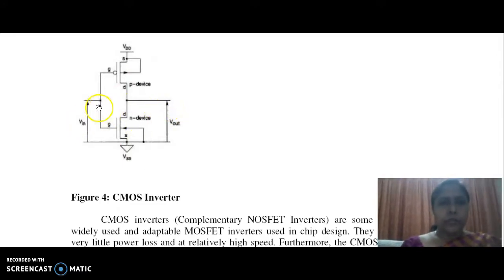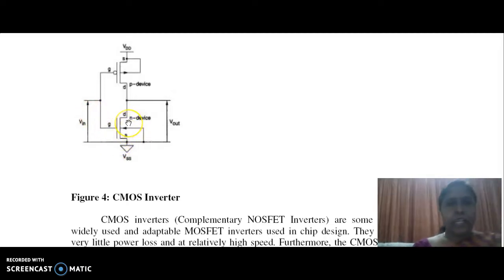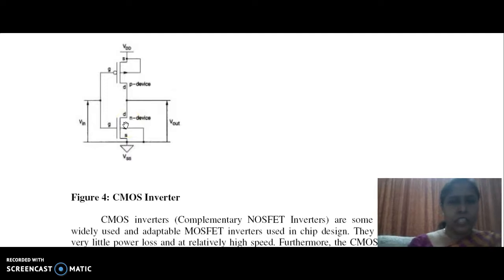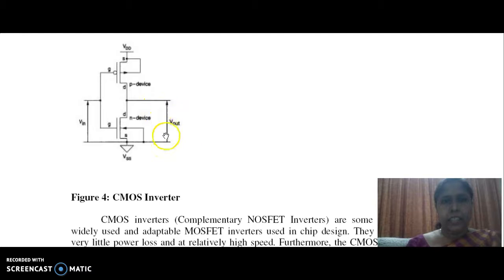So VGSN, the gate to source voltage of the N MOSFET, is nothing but the input voltage, and the drain to source voltage of the N MOSFET is nothing but the output voltage. The gate to source voltage of the P MOSFET is Vin minus VDD. As we see in the circuit diagram, the sum of the drain to source voltage of the P MOSFET and the drain to source voltage of the N MOSFET should be equal to VDD, assuming VSS is equal to 0.